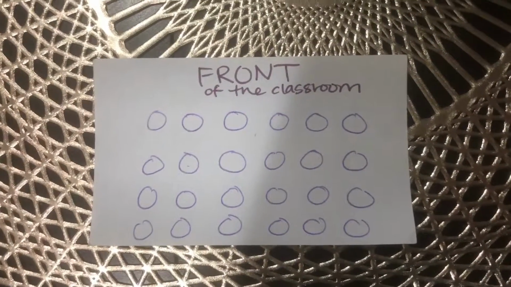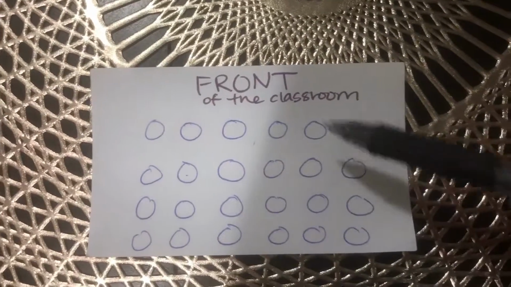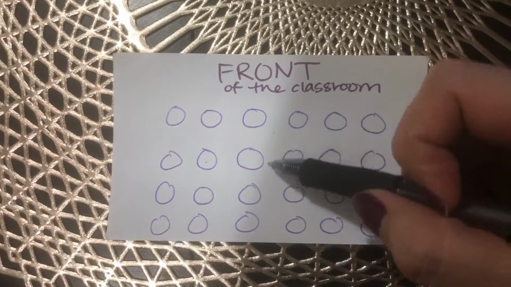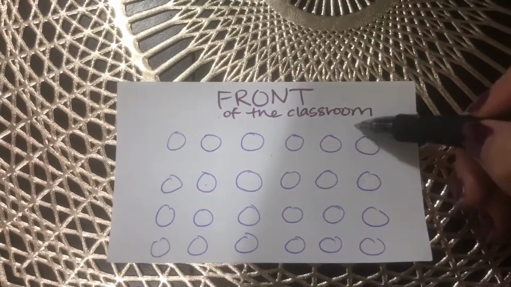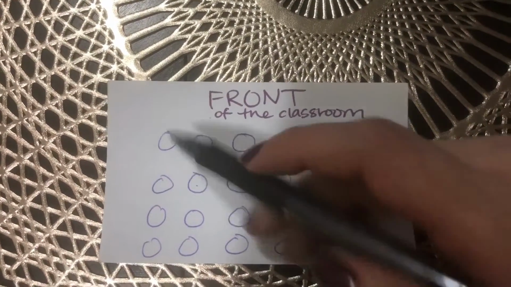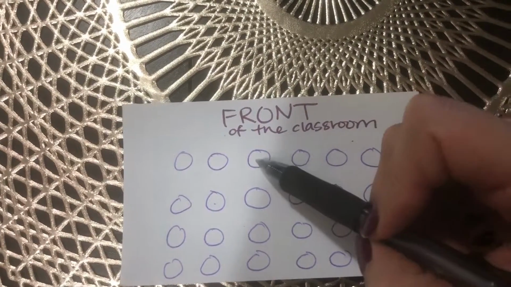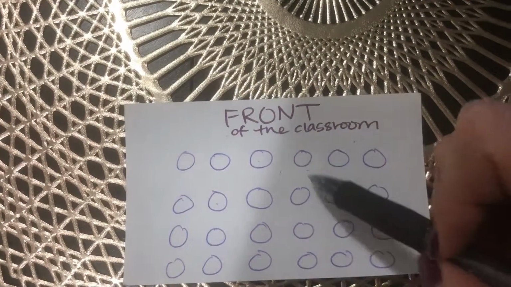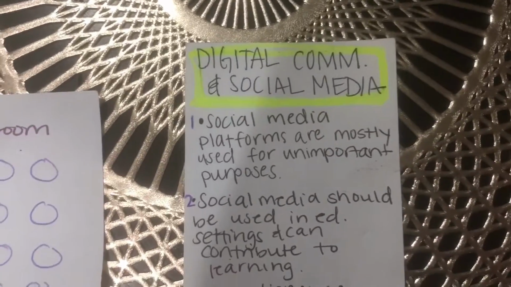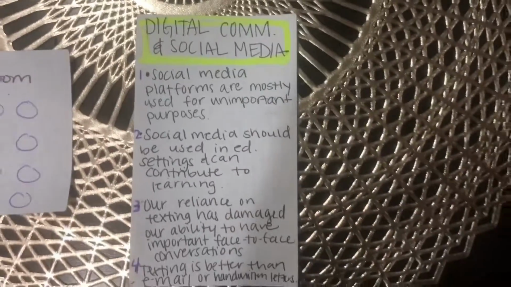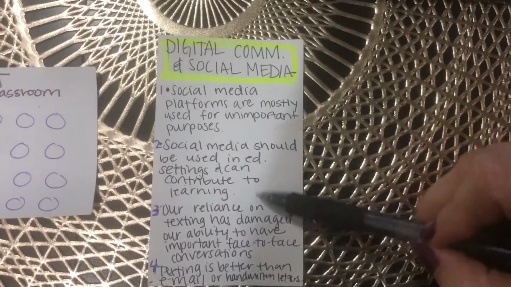Now what's going to happen is that we're going to divide the classroom in half. This is going to be group A, this is going to be group B. Each group will have a team leader, so let's say it's this person and this person. We're going to have this theme of digital communications and social media, and from this theme come different topics.